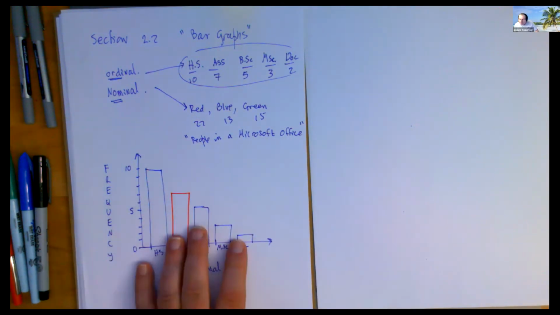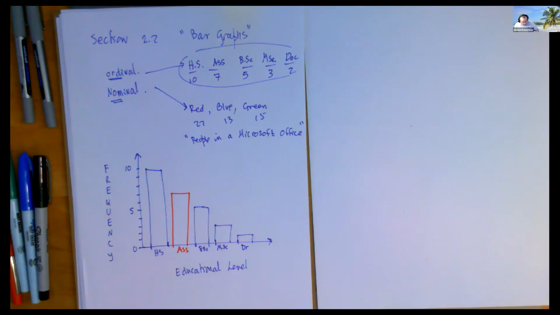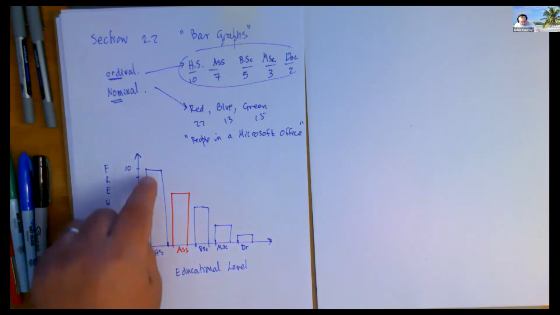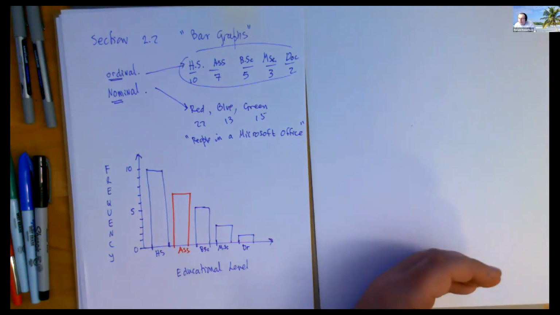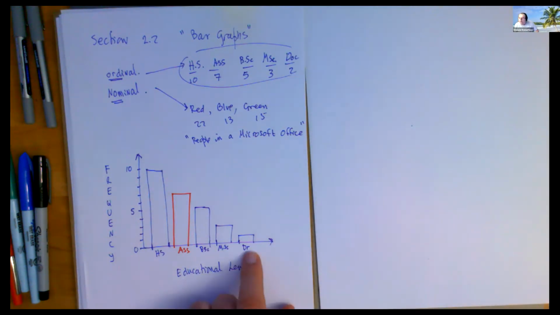You can look at a diagram like this and you can certainly tell some information visually quite quickly. Aren't there a lot more high school graduates than there are doctors in that office? And you could also, sometimes, only sometimes, see a trend. There are fewer of each higher, right? So the higher level that you go up, there are a lot fewer people that have that. And that's kind of sensible.